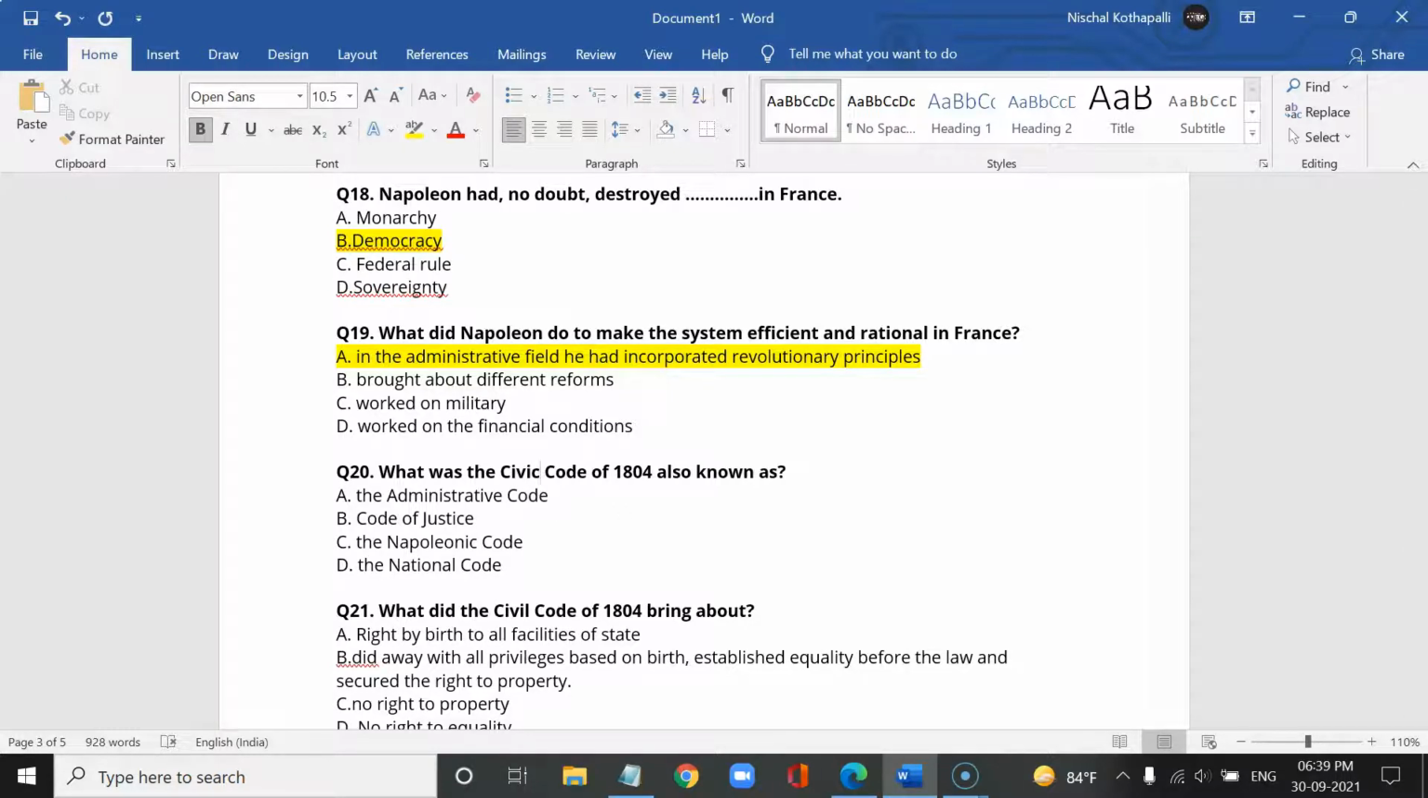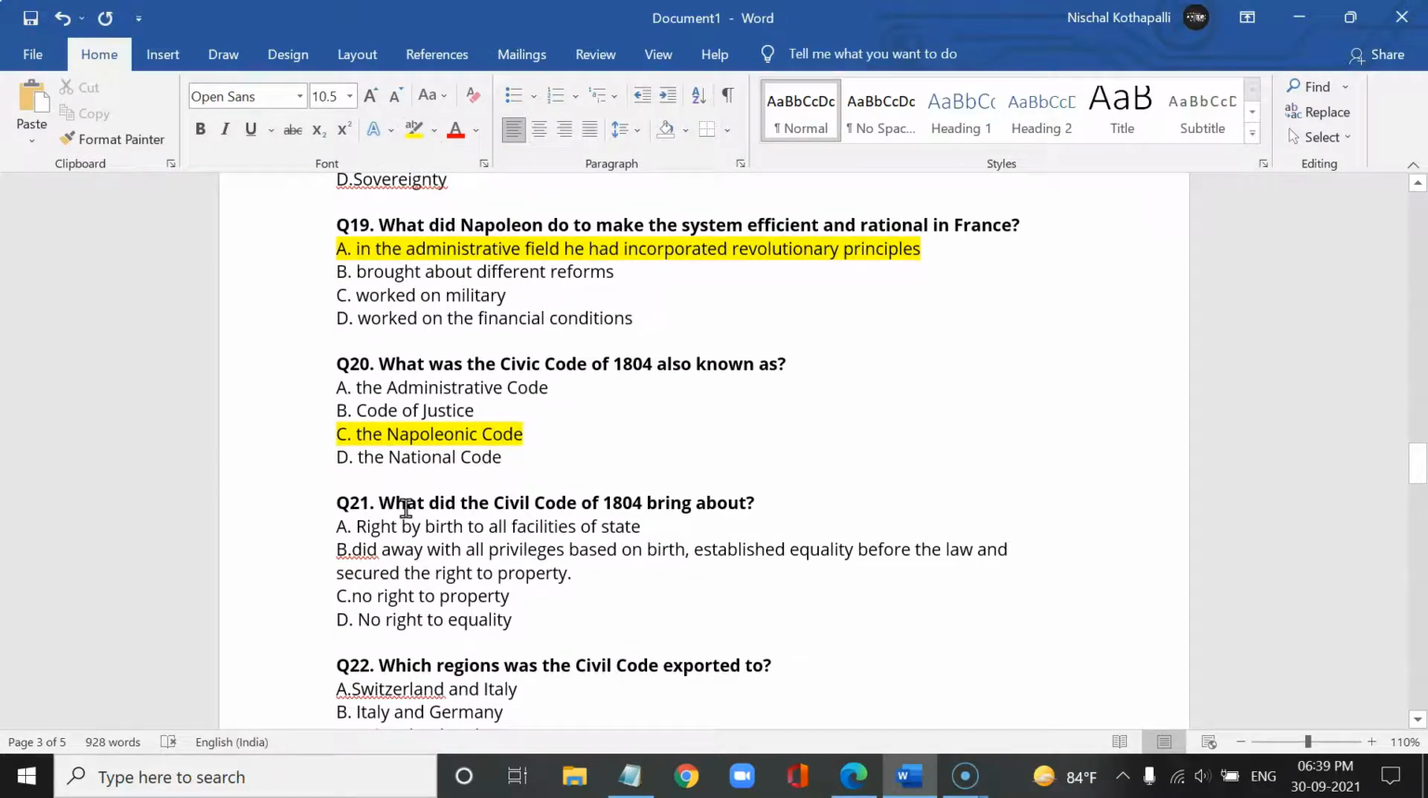What was the Civic Code of 1804, also known as? As I mentioned earlier, this was Napoleon's code that he formulated, so it was formally or informally known as the Napoleonic Code. What did the Civic Code of 1804 bring about? Right by birth to all facilities of state, did away with privileges based on birth, established equality before the law, and secured right to property, no right to property, no right to equality.